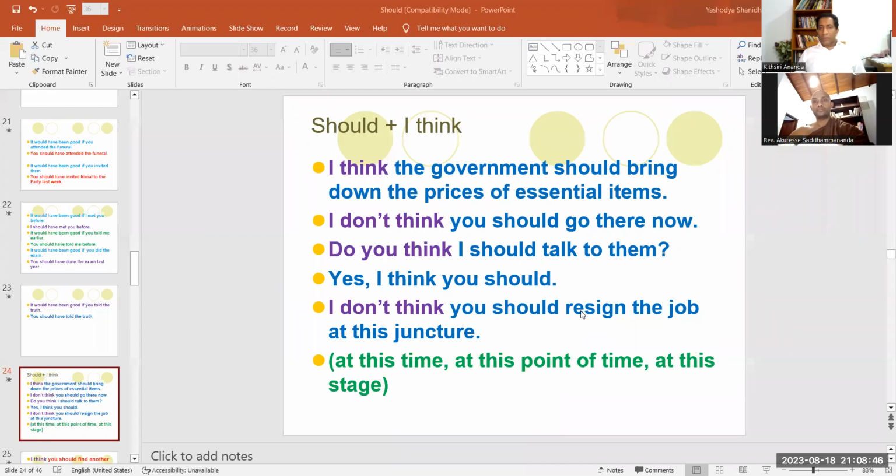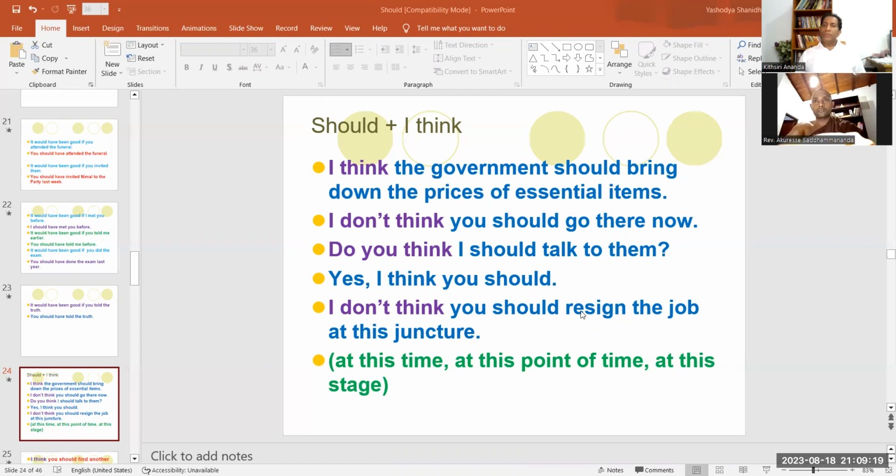The cost of living is rocketing. The cost of living is high rising. The cost of living is going up rapidly. So I think the government should bring down the prices of essential items in order to mitigate the escalation of prices.